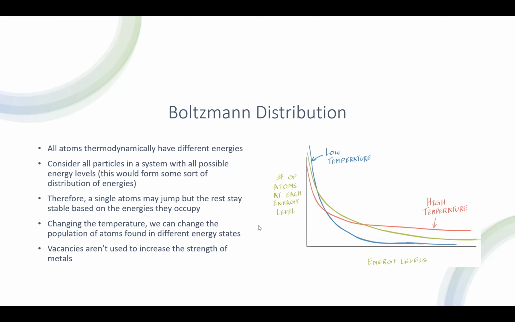And then changing the temperature, we can change the population of atoms found in different energy states. So that's sort of shown here. If we lower the temperature, we can change how many are found in this energy level. If we increase the temperature, we can find more in this energy level. So vacancies aren't used to increase the strength of metals. And this Boltzmann plot, I think you'll see a lot more of, and you'll see it in different variations later on. So this is like your general right now to consider.